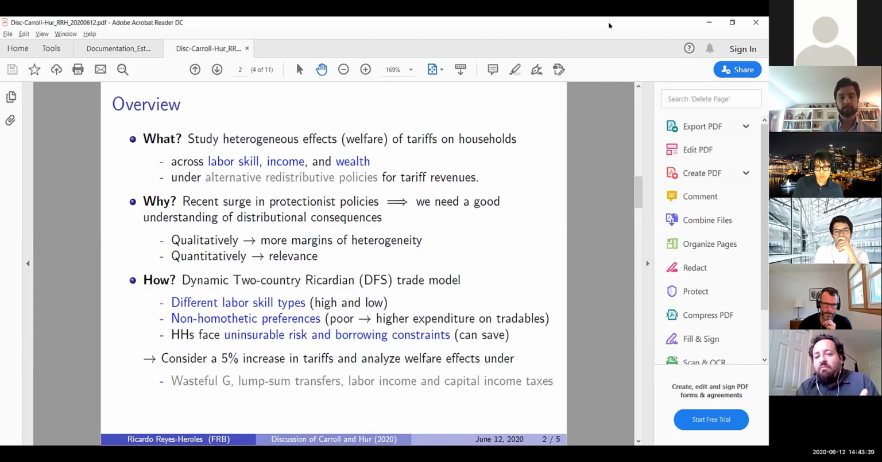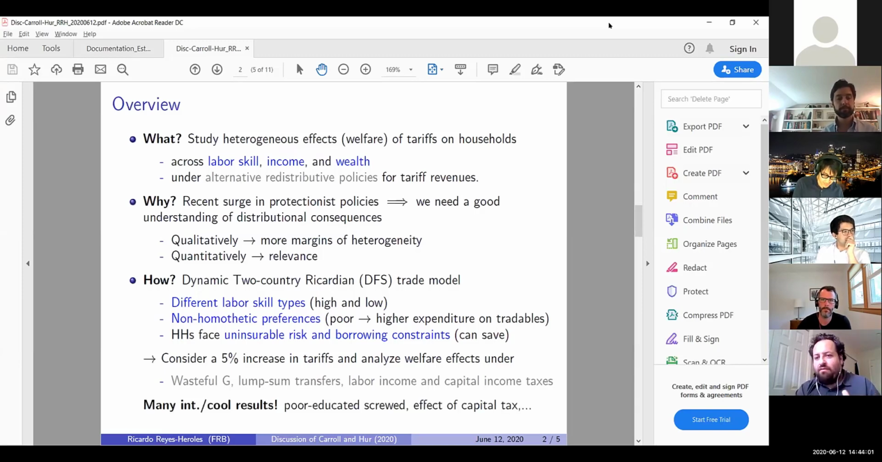What does it mean? It basically means that households can save, and there is a reason to save, because you want to insure against these shocks that are hitting you all the time, and you don't know when it's going to be good, when it's going to be bad. And then they're going to consider a 5% increase in tariffs and analyze the welfare effects under their different policies, as I said before. Now, they have tons of results. Sean didn't talk about many of those. I want to stress that with this paper, you can actually study things along the wealth distribution.